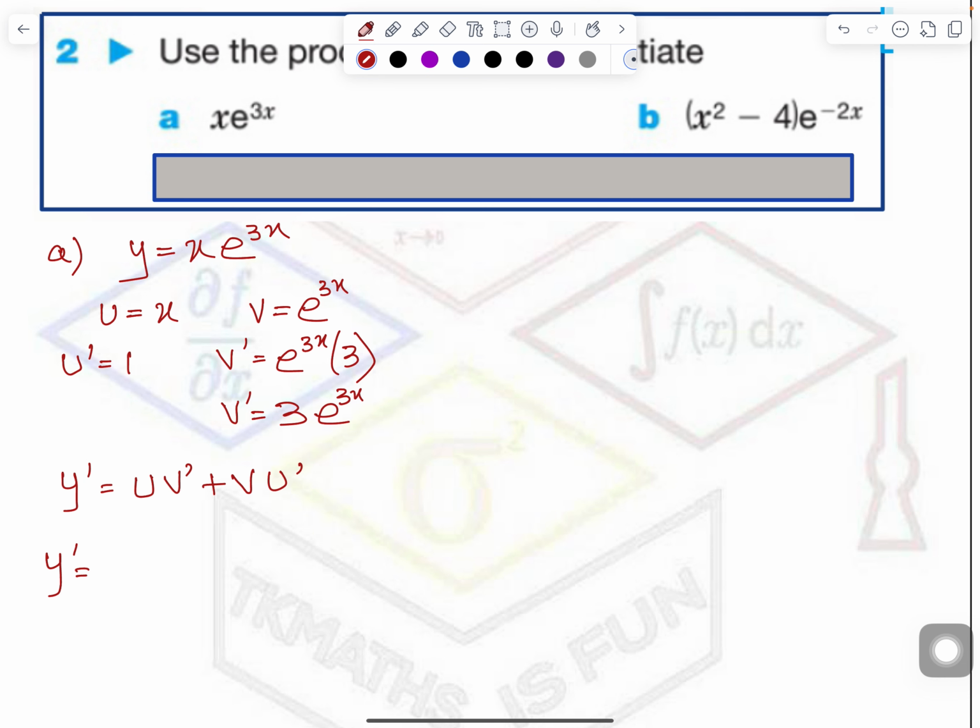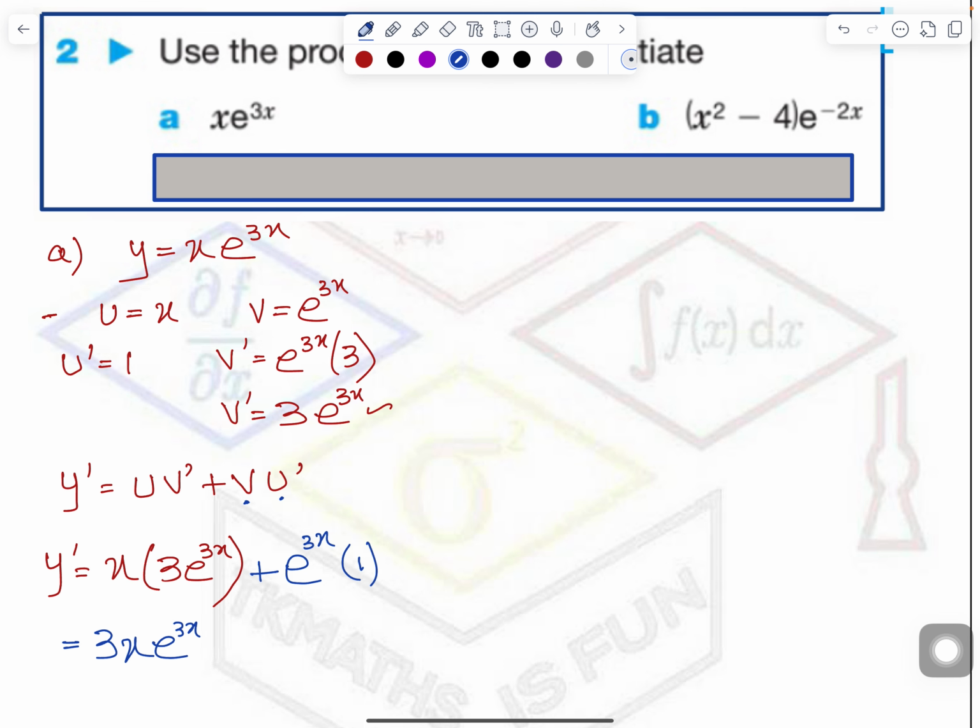So I'm just picking up the values. u is x and differentiation of v is 3 e power 3x, plus v is e power 3x and u prime is 1. So I will get finally 3x e power 3x plus e power 3x.